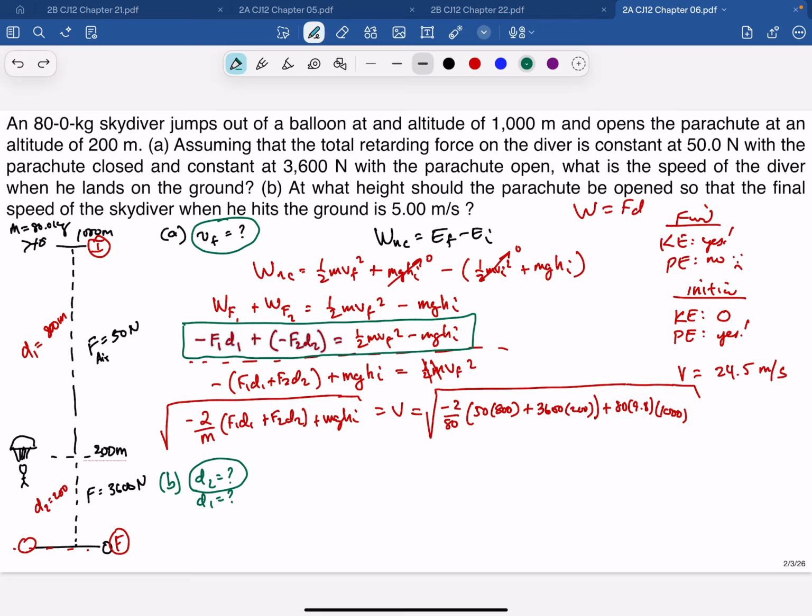D2. But there's two unknowns. D1 and D2 are both unknown. And we only have one equation in the box. So what does that mean? Factoring's not going to help us. If we have two unknowns and only one equation, how many more equations do we need minimum? At least one more. You need one equation for every unknown thing you have. So if we have two unknowns, we need two equations. We only have one, so we need another equation.